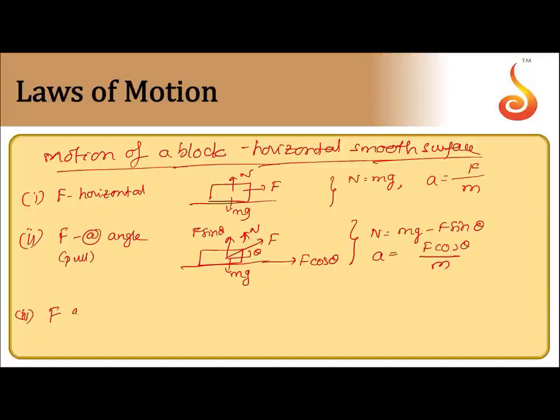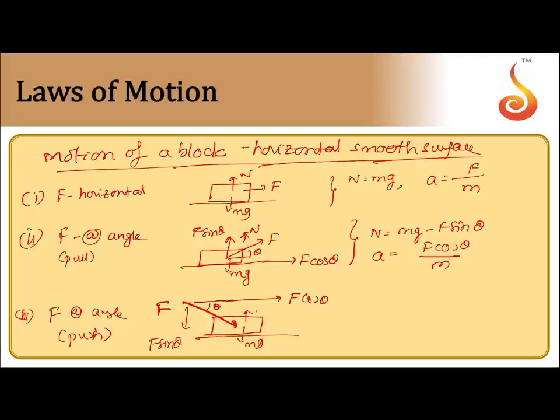So now let us consider a force at an angle, but this time it is a push. So I am exerting a force F along this direction. It is a pushing force, such that with the horizontal the angle is theta. So what are all the forces again? This is F cos theta, this is F sin theta, this is mg, and this is N. That's right. So what are all the equations? N is equal to mg plus F sin theta, and acceleration is F cos theta divided by m. So if I consider this case, the motion of a block on a horizontal smooth surface, these are the results.